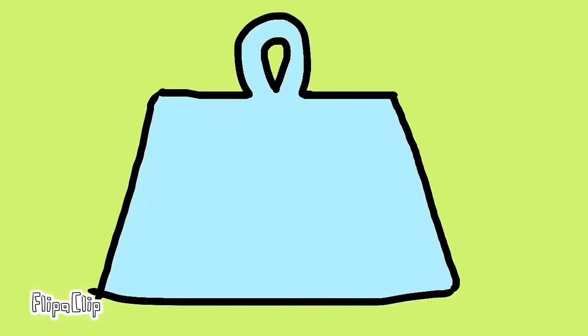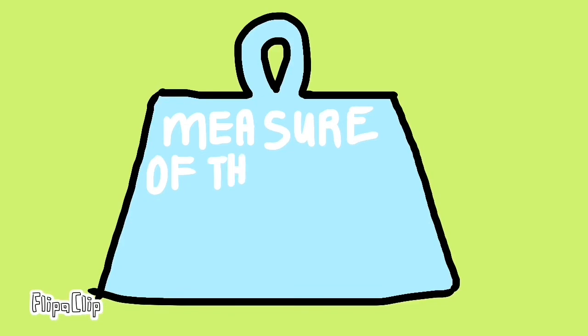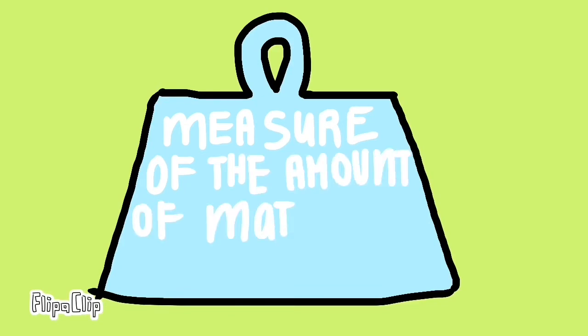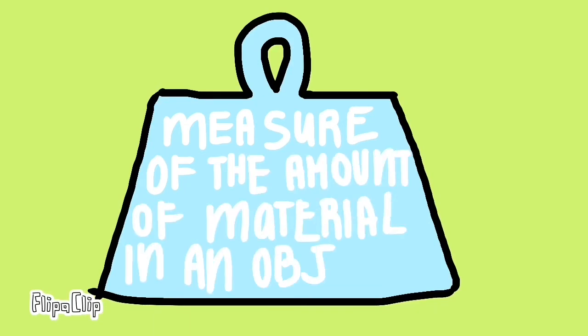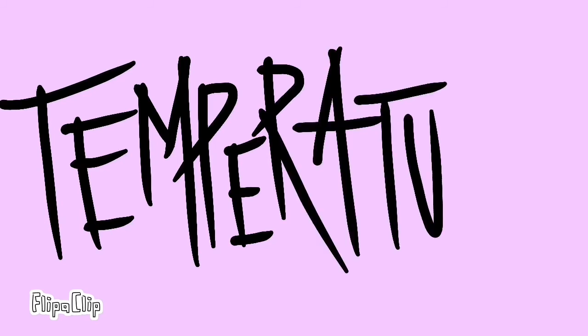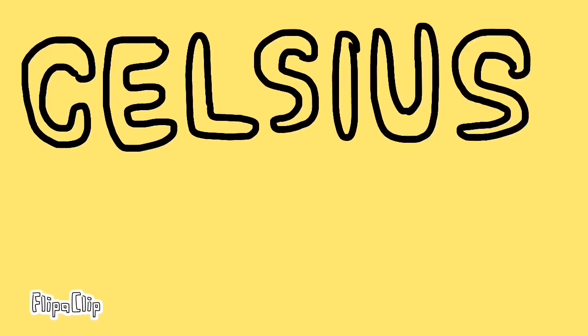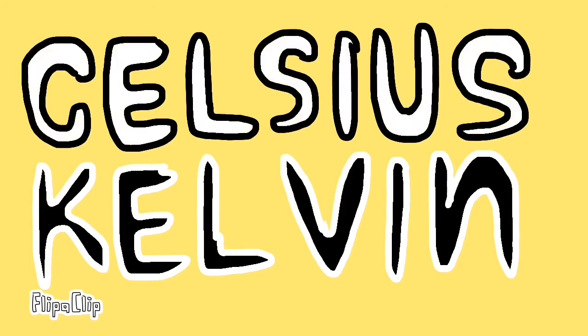Next is length and mass. Meter is the SI base unit for length. For the mass, it is the measure of the amount of material in an object. Temperature. Celsius and Kelvin scales are commonly used in science. They have both equal-sized units.